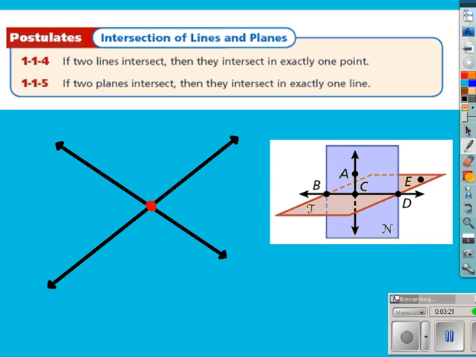Postulate 1-1-5, if 2 planes intersect, then they intersect in exactly 1 line. So as you can see from the second picture here, we've got 2 planes, plane N and plane T, and when they intersect, they intersect at line BD, which is right here. So 2 planes intersect in exactly 1 line.